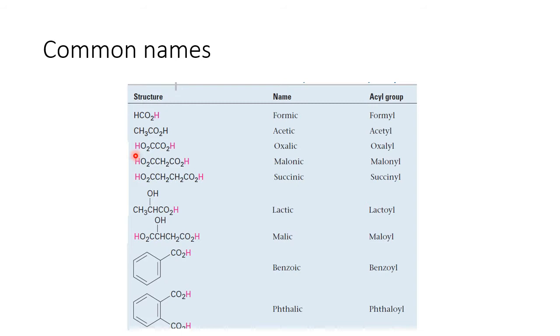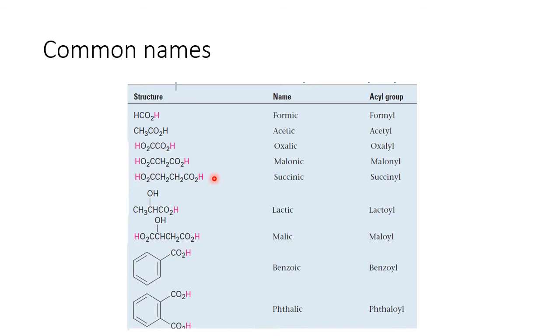Malonic acid, what is malonic acid? Two carboxylic acids with a CH2 between them. So it's a three-carbon compound with two carboxylic acids. If you want to name this compound by systematic naming or the IUPAC system, we name it propanedioic acid. And succinic acid has two carboxylic acids in a four-carbon hydrocarbon chain.